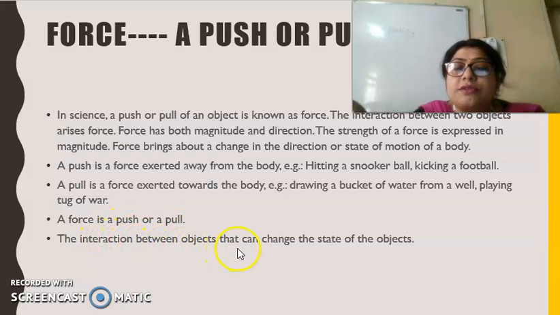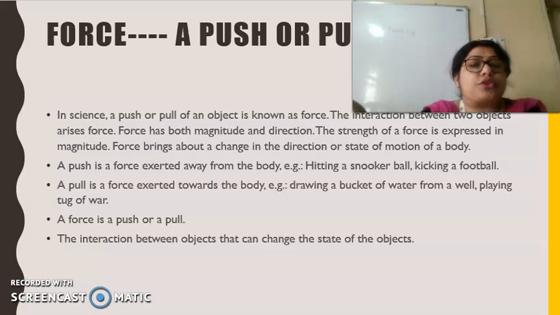The interaction between objects can change the state of the object. When you apply a force, and it is exerted more such that it can move the body, it is changing the state of the body from rest to motion, or it can be displaced from one position to another. That is called force, which is a push or a pull.